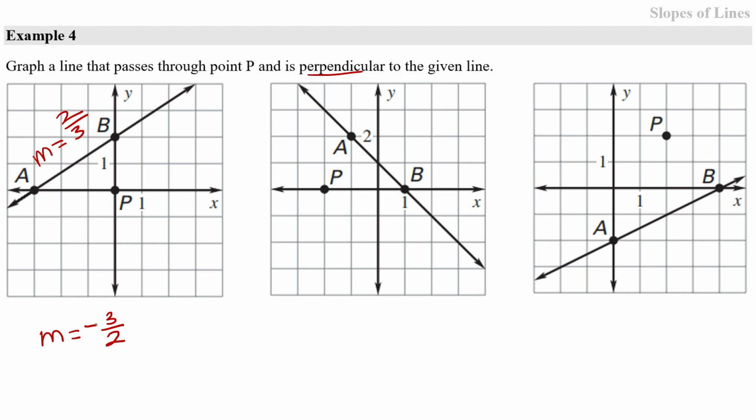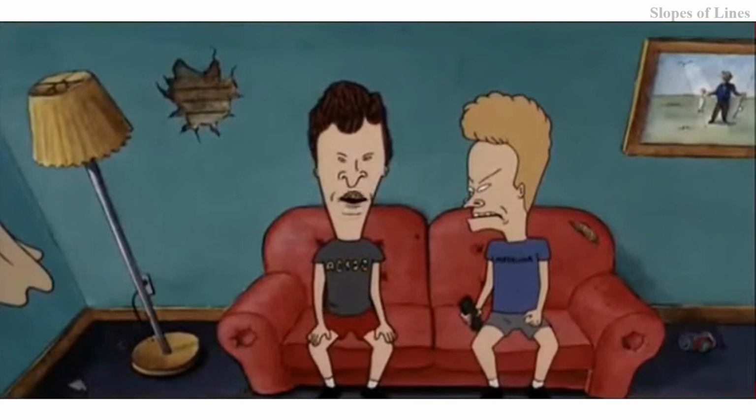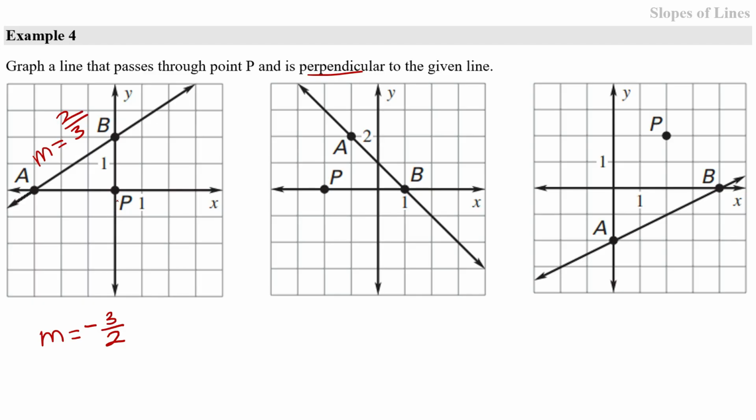And then after that, I'm going to graph the other line. The slope is negative 3/2. So negative means it goes down. I'm going to go down 1, 2, 3, and then over 2. And there's my point. And if I draw a line going through this point like that, these two will be perpendicular. They make a right angle.